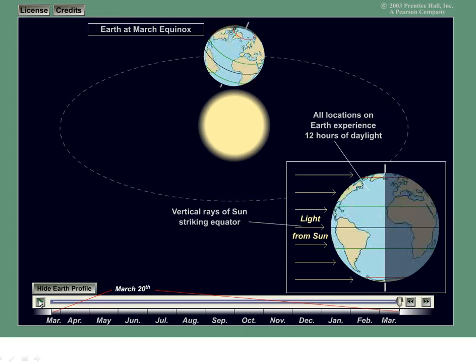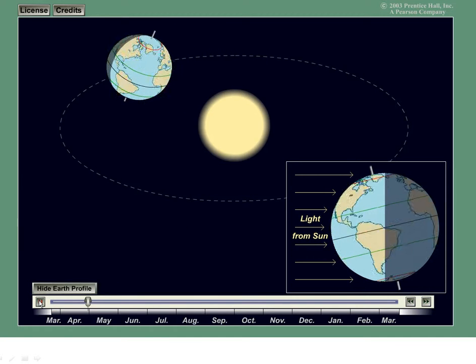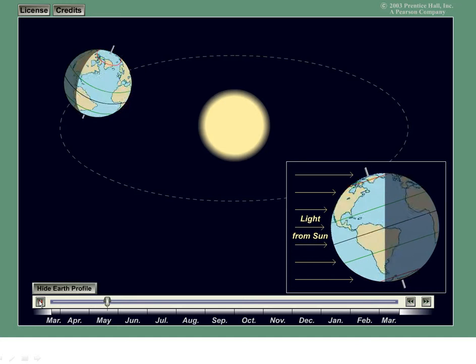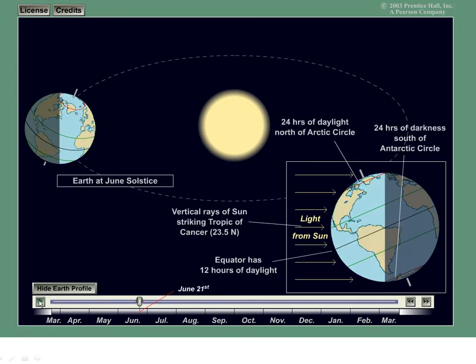Then as we move in our orbit and eventually get to June 21st, we're going to see that the northern hemisphere is pointed towards the sun. In this case, it's our first day of summer, and it's the first day of winter in the southern hemisphere. So you can see 24 hours of daylight at the North Pole and 24 hours of darkness at the South Pole.